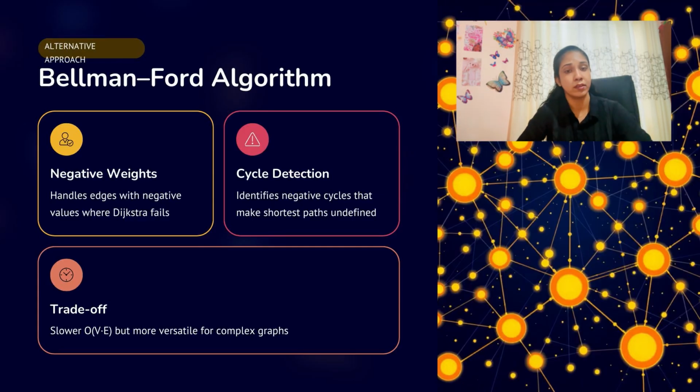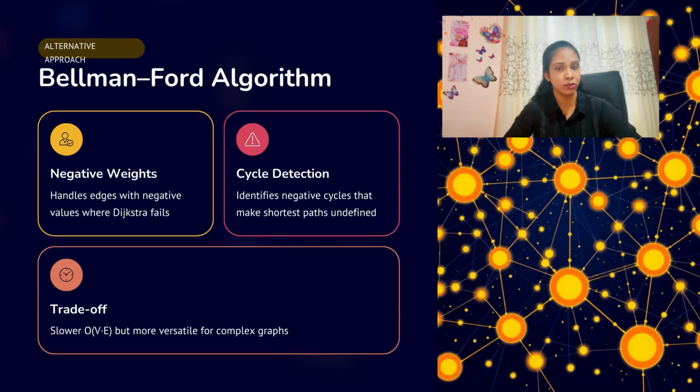Alternative approach, Bellman-Ford. Bellman-Ford handles negative weights and detects negative cycles. However, it is slower than Dijkstra's algorithm. So, there is always a trade-off between speed and flexibility.